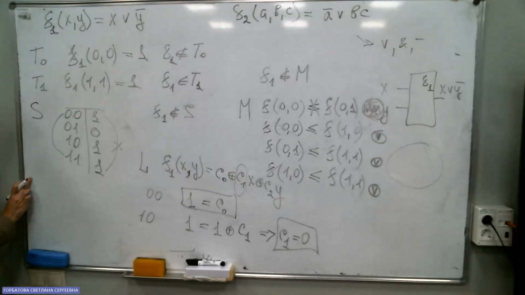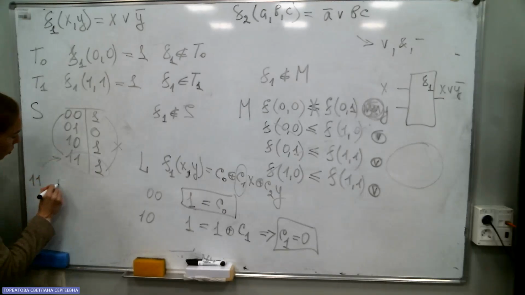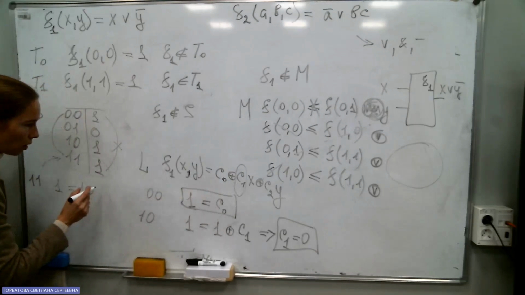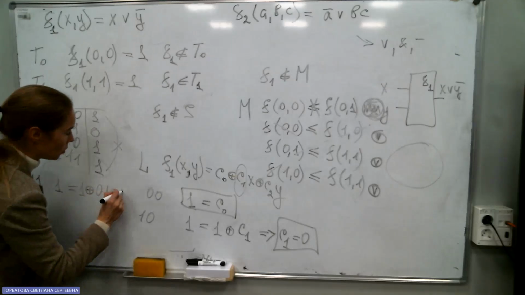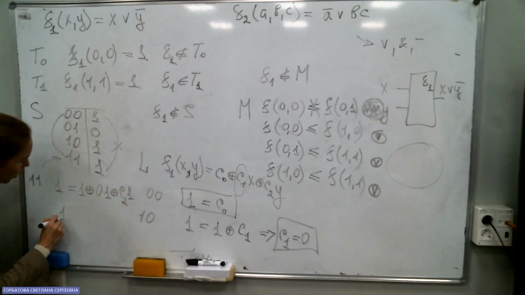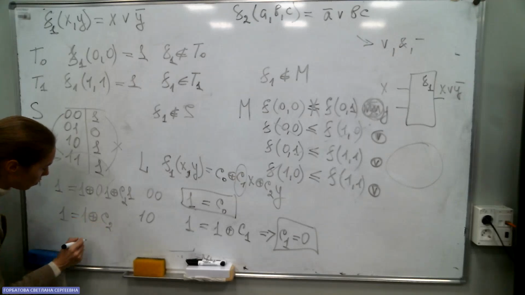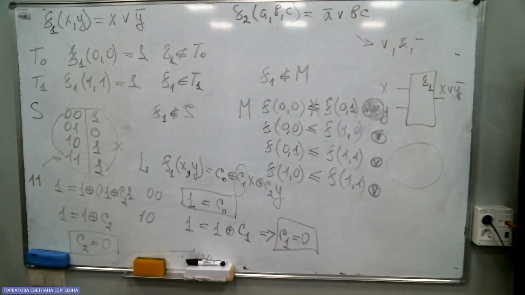Okay, let's use another point, another variant, point 1, 1. So find C2. The function is 1, equals 1 on the right side, 1 plus modulo 2. C1 is 0, so 0 conjunction 1 plus modulo 2 C2 conjunction 1. So 1 equals 1 plus modulo 2 C2. It means that C2 is 0, right?